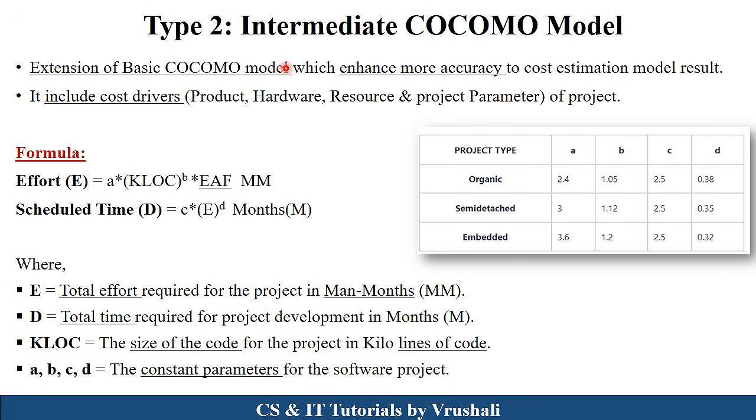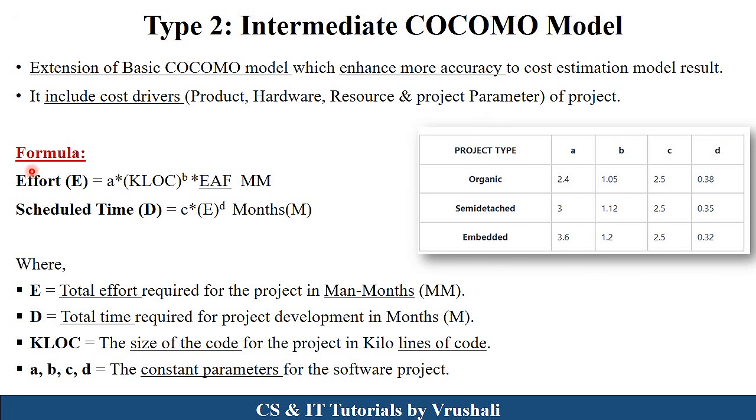Now the next type is the intermediate COCOMO model. The intermediate COCOMO model is an extension of the basic COCOMO model. It provides more accurate results in cost estimation. The intermediate COCOMO model uses different cost driver parameters like product, hardware, resource and project parameters. Suppose there is a project with experienced team members, their complexity, then low experienced team members. Resources means high level resources, low level resources, hardware means there is embedded hardware, virtual machines. So it calculates the cost driver parameters by considering all these kinds of parameters of a particular project.